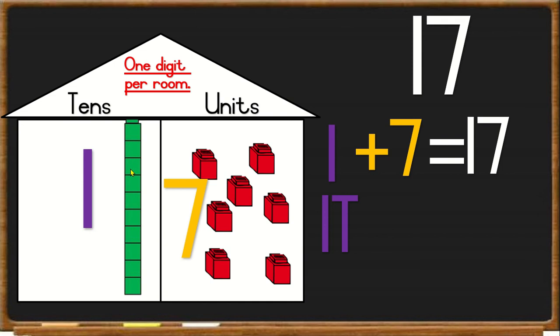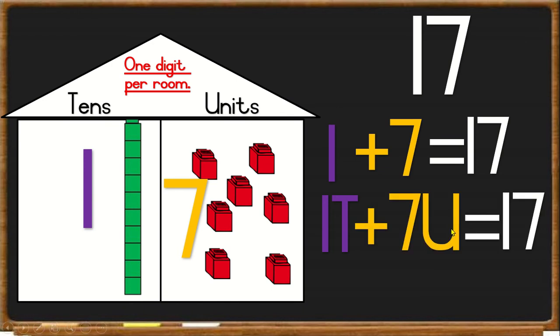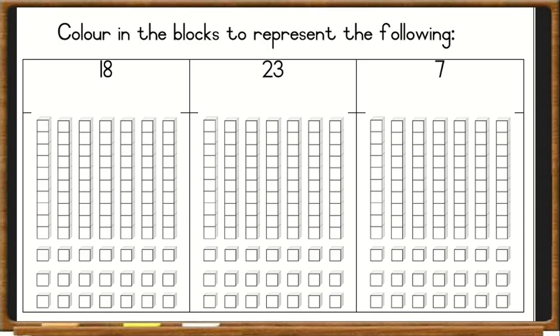Sorry for the interruption. So we're going to continue. So we have 1 tens block plus 7 units equals 17. So now on page 12, you can open your book on page 12.